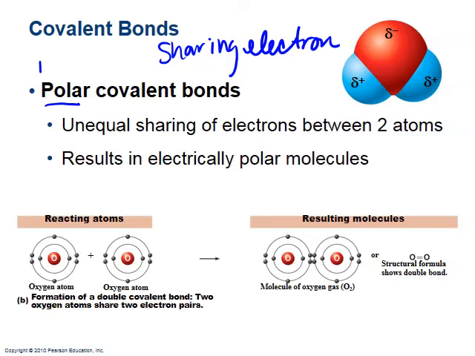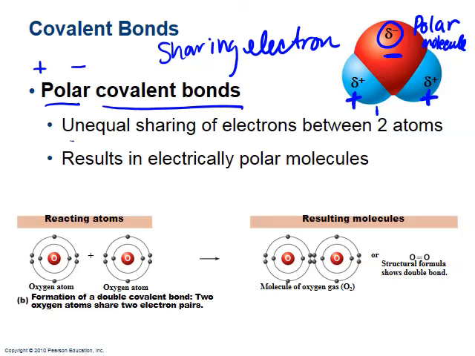Polar just means opposite. So one side of the molecule is going to be negative and one's going to be positive. So this is a great example over here of polar. This side is slightly negative and these sides are slightly positive. So we call this a polar molecule. Specifically, this is a polar covalent bond. So there's an unequal sharing of electrons between two atoms that makes one side positive and one side slightly negative.